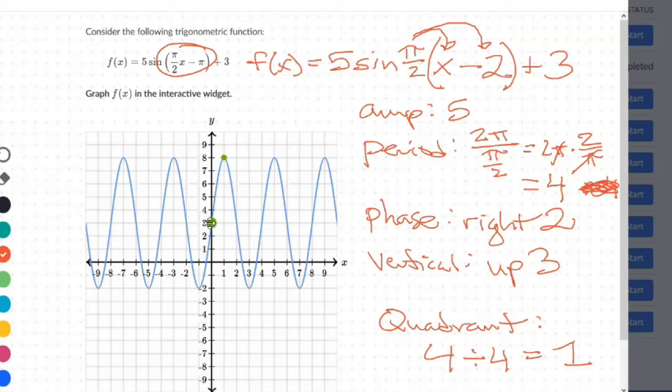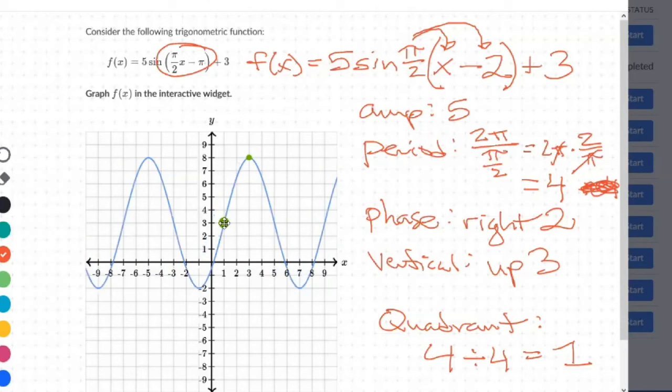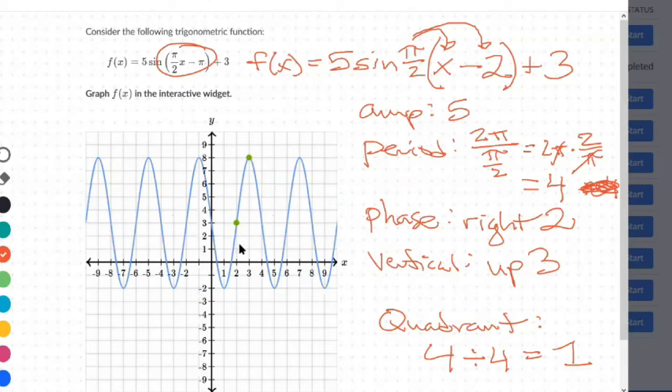So, amplitude is 5, up 3, phase shift of 2. Uh-oh. So I completely forgot about that. So I'm going to move these points right 2. Now I am right 2. There's my starting point. I have the correct period still.